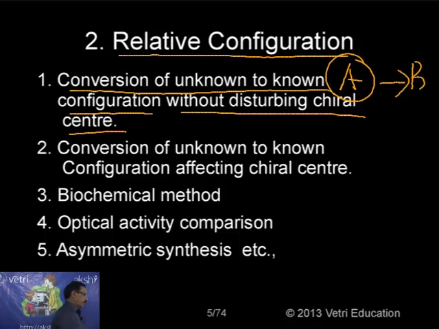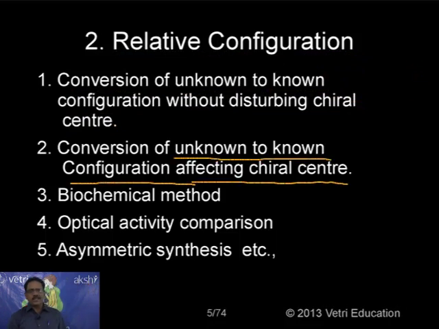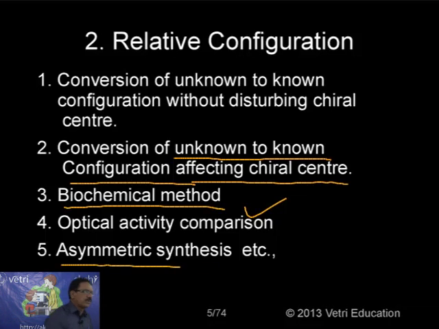So conversion of unknown to known configuration without disturbing the chiral center, that is a relative configuration we can speak of. Number two, conversion of unknown to known configuration, again affecting the chiral center. The first case, without affecting the chiral center. The second case, affecting the chiral center. Again, we can say about the relative configuration. Third is the biochemical method. What is biochemical? For example, you take a racemic mixture, plus form and minus form. By a suitable method, you remove one. By removal of plus, you will know what is present is minus. Biochemical method also we can use. Again, the optical comparison method, we can study the relative configuration. The asymmetric synthesis method also. So these are the ways we can study the relative configuration.